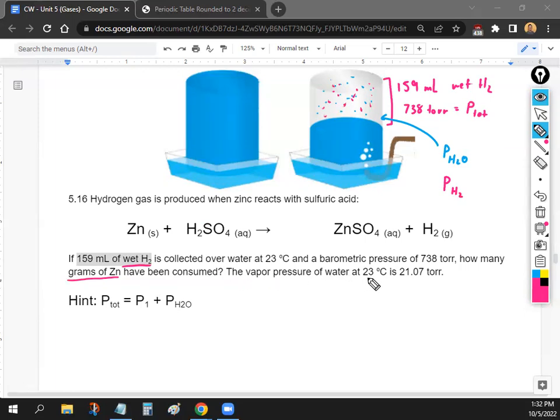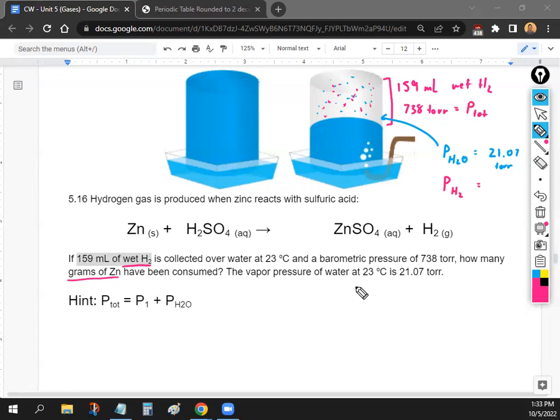So that's why this second sentence is helpful. It tells us the vapor pressure of water at this temperature, 23, is 21.07 torr. That means that the water vapor is going to have this pressure, 21.07 torr. And using that information, we'll be able to figure out the pressure of H2. Then we can use that to figure out how many grams of zinc have been consumed. You're never going to have to memorize it. It'll be provided for you, either written in a sentence like that, or there'll be some kind of appendix for you to look at. Yeah, good question. Any other questions?